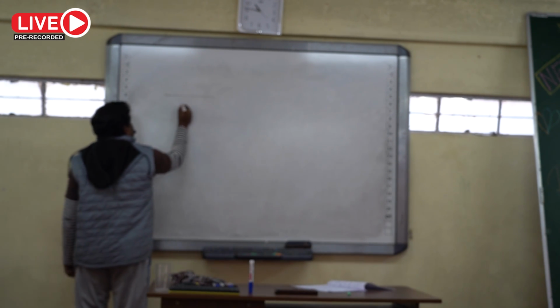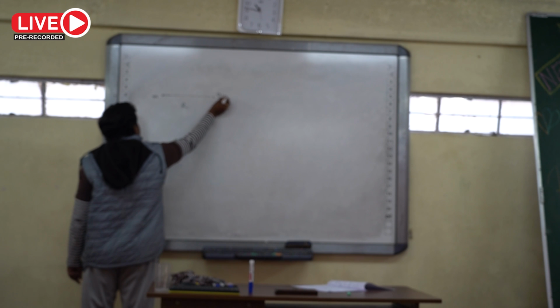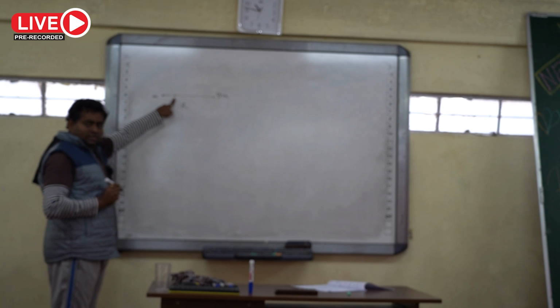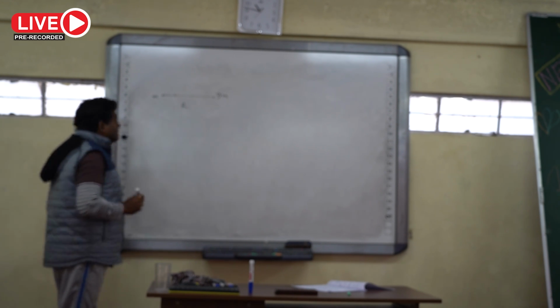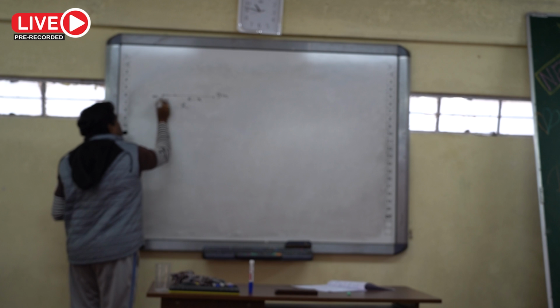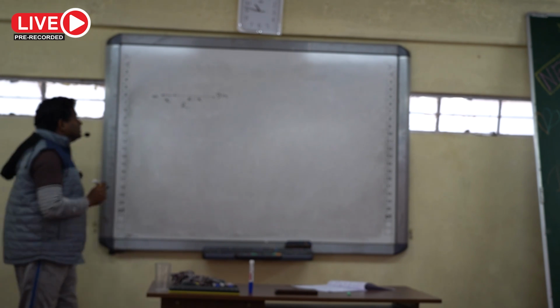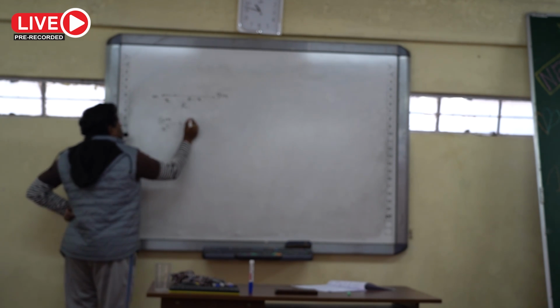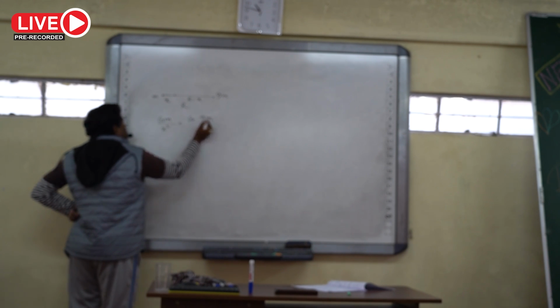Masses are separated by distance r. One mass is m, another mass is 9m. So I can consider that the field will be 0 at a point close to the small mass m. Its distance is x, then the remaining distance is r minus x. At this point both will produce the same field. The field due to m will have magnitude Gm by x square, and the field due to 9m will be G into 9m by (r minus x) whole square.